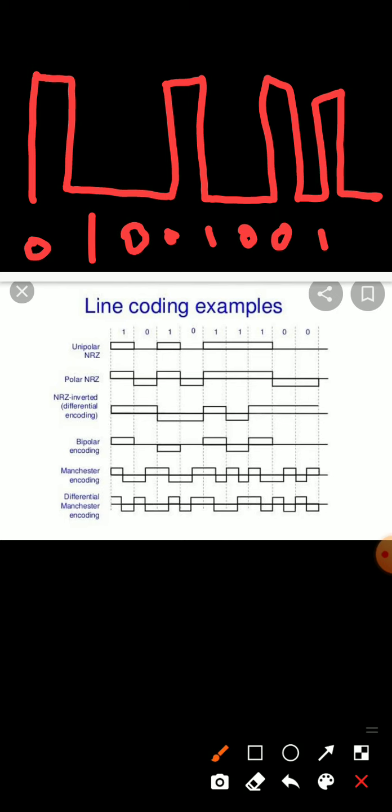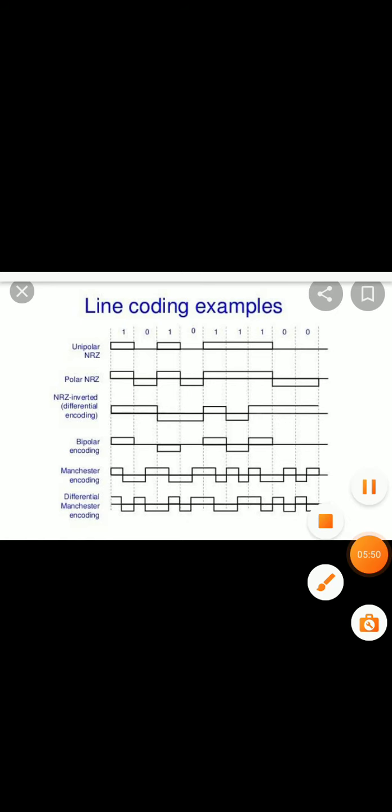What are the advantages of unipolar return to zero? It is also simple. The spectral line at the symbol rate can be used as a clock. What are the disadvantages? Here also there is no error correction. It occupies twice the bandwidth of unipolar non-return to zero. Signal droop is caused at the place where the signal is non-zero at 0 Hz.